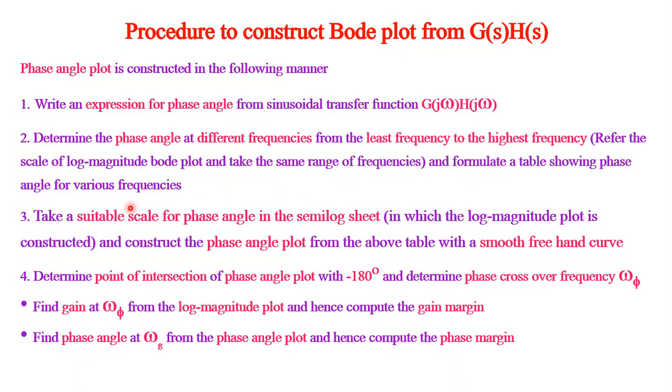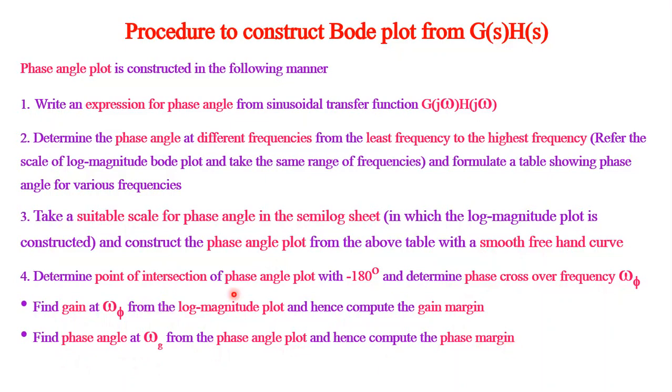Then formulate a table showing phase angle for different frequencies. Then take a suitable scale for phase angle in the Semilog sheet, as I said. Construct the phase angle plot and complete the phase angle plot with a smooth freehand curve. Determine the intersection of phase angle plot with minus 180 degree and find phase crossover frequency. Then from the log magnitude plot, find gain at omega p, compute gain margin, phase angle at omega g from phase angle plot, and compute phase margin.